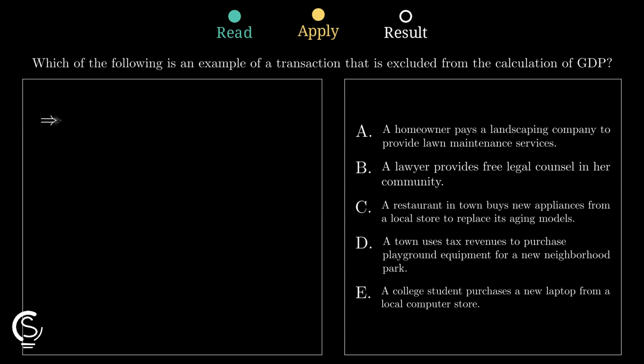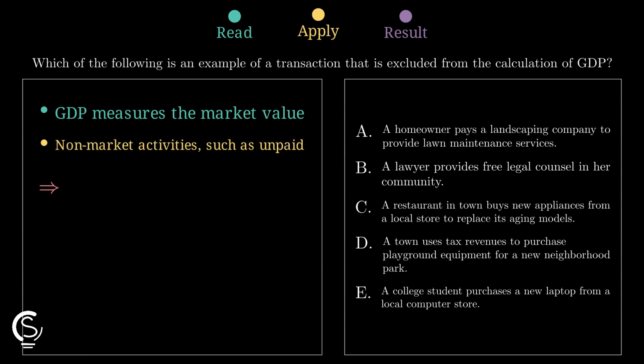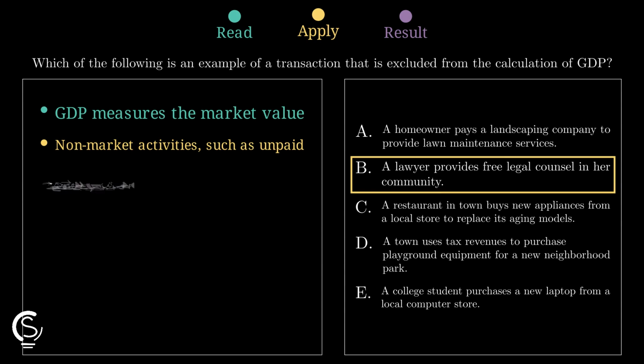That immediately rules out unpaid work because non-market activities are excluded from GDP, even if they are useful, valuable, and real, since no market price records the service. So the lawyer giving free legal counsel is excluded, while the other choices involve purchases of goods or services, which means option B wins.